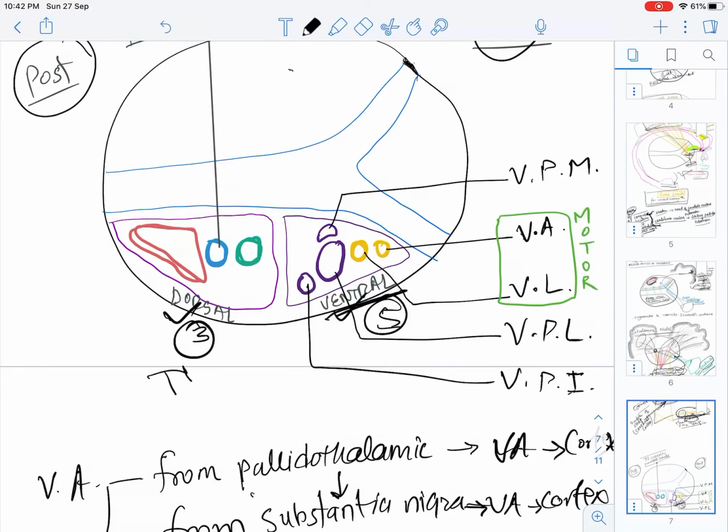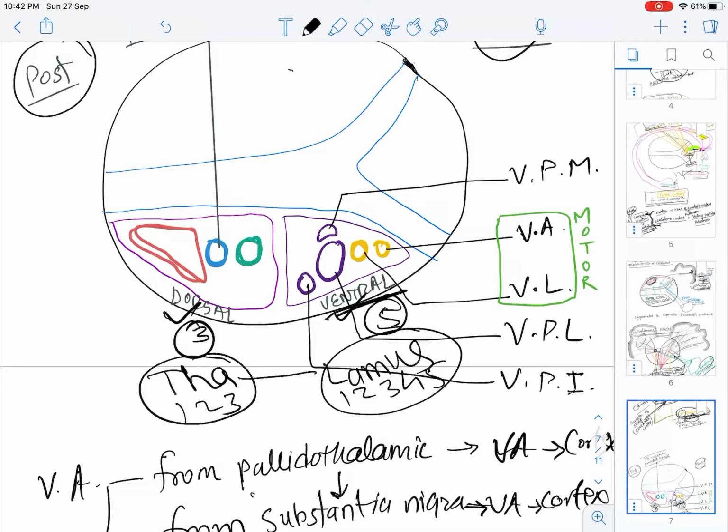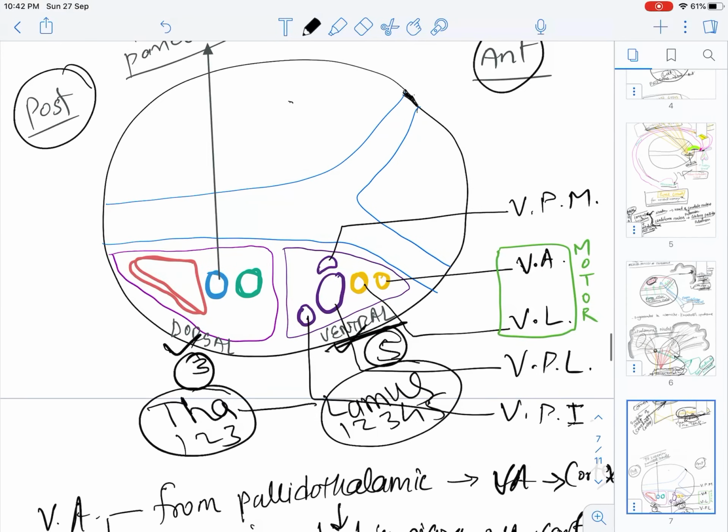One trick to remember this is you divide the word thalamus into 2 parts: "tha" and "lamus". This is 1 2 3 4 5, this is 1 2 3. There will be no confusion if you divide the thalamus word like this. So there are 3 dorsal and 5 ventral nuclei of the thalamus. Which are these dorsal nuclei? First we will see them, then we will see the ventral nuclei.